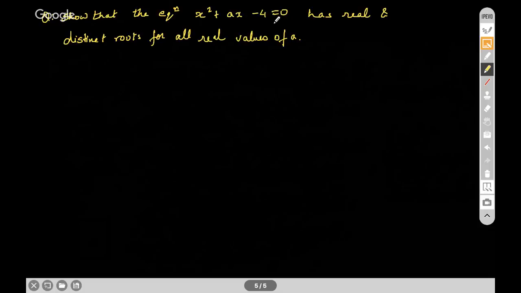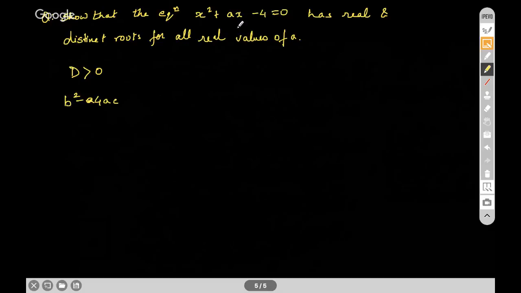Show that the equation x square plus ax minus 4 equals 0 has real and distinct roots for all real values of a. Okay, so clear. So what is the condition for real and distinct roots? D must be greater than 0, right? Not even equal. It has to be greater than 0. So let us find out D. D is nothing but, for a quadratic equation, b square minus 4ac, isn't it?